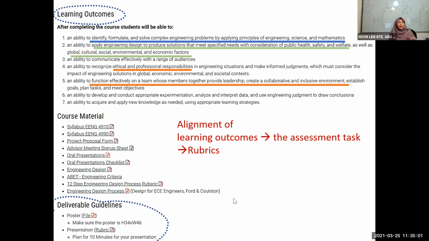So if you look at the deliverable guidelines, okay, they have a poster, so that poster can cover all those other things, and they also have at the bottom, you can't see that, at the bottom is about a presentation. There is a presentation, and there is also a presentation rubric. Okay.